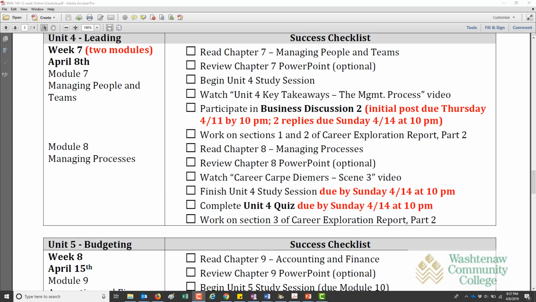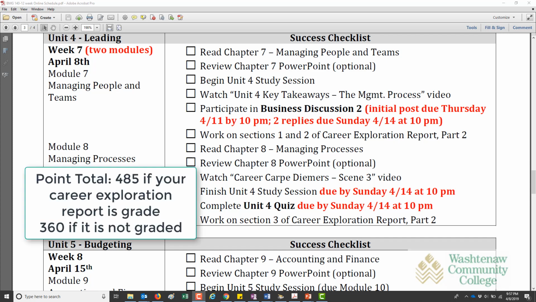So where do we stand? As of today, we are at 485 points. Now, there is going to be a discrepancy with the points because I am not finished grading all of the career exploration reports. So if I have finished grading your report and you see a grade in Blackboard, your total is 485. If I have not graded it, you turned it in, but you don't have a score yet, you are measuring your points against 360. Again, 485 if you have a grade and 360 if you do not.